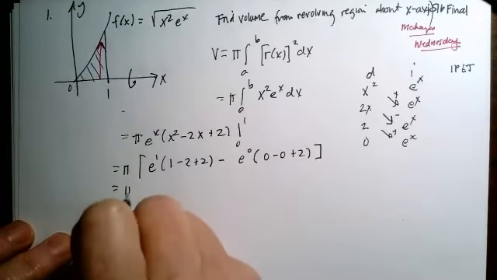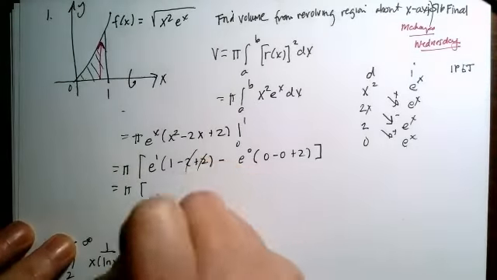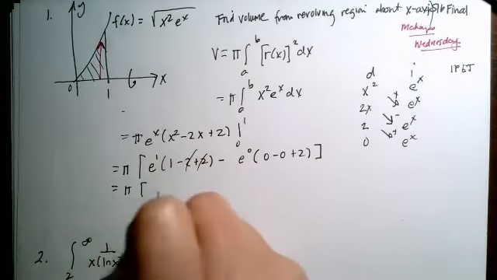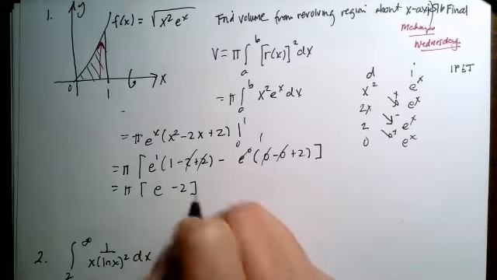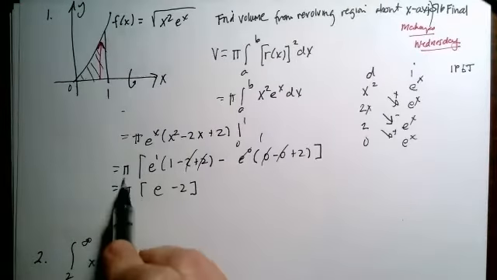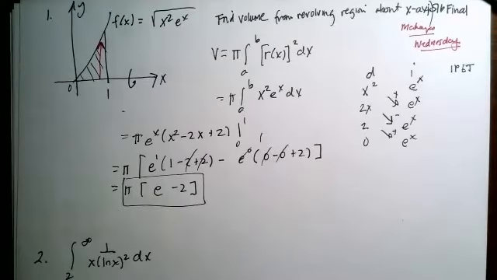Okay, what's that going to simplify to? Those will cancel. We'll get e. This goes to 1 minus 2. Any questions on that? Nope. Great.